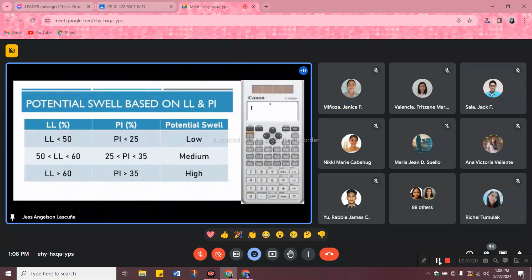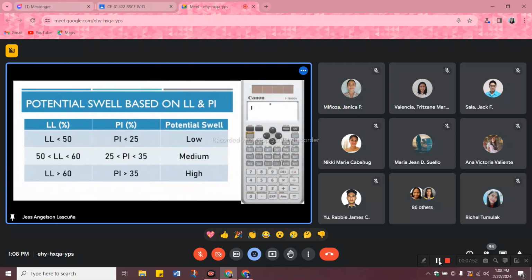So, another pod based on LL and PI. So kani siya liquid limit and plasticity index ang gigamit diri. So pwede na siyang ma-apply using the plasticity chart kay LL ug PI man ang iyang gihatag. Tama ba? I guess so. So if imong LL is less than 50 and PI less than 25, so naa tay potential swelling nga low. Low yung potential swelling.